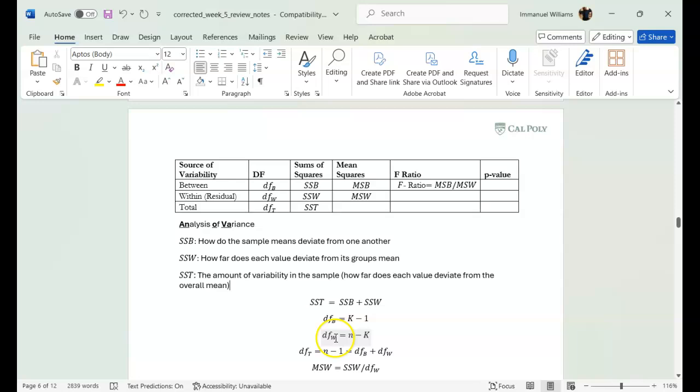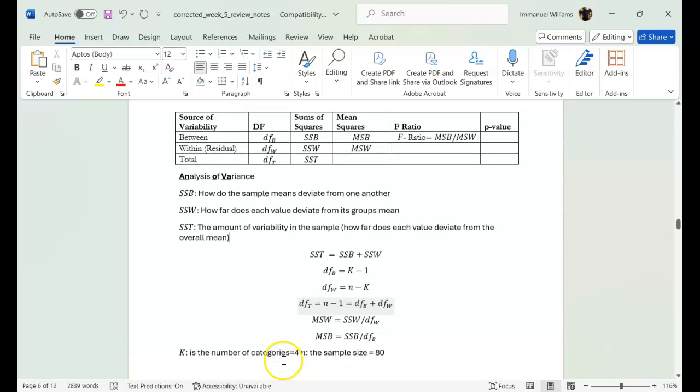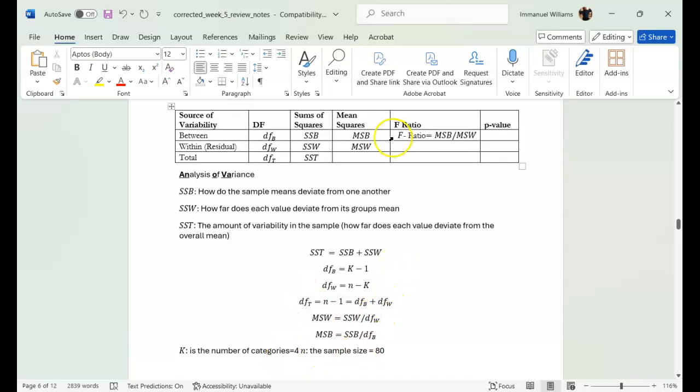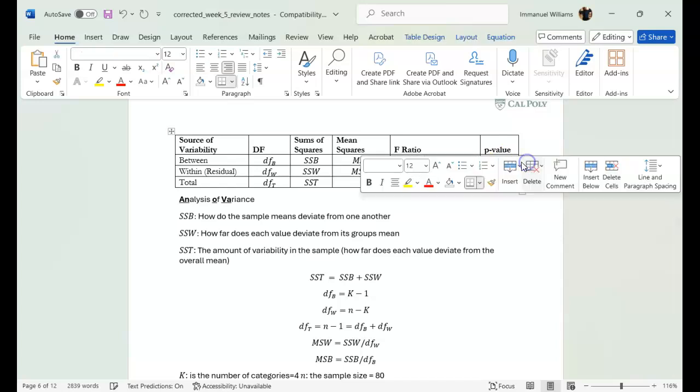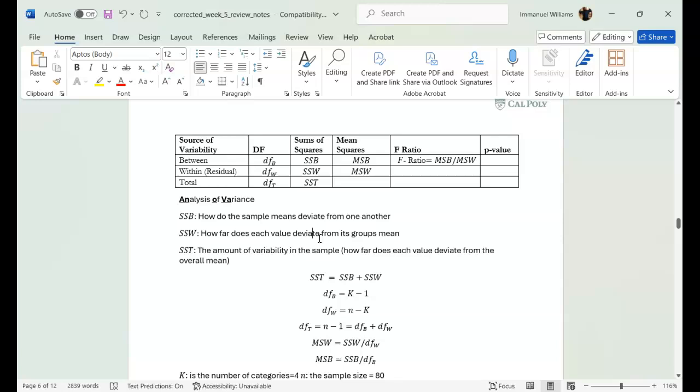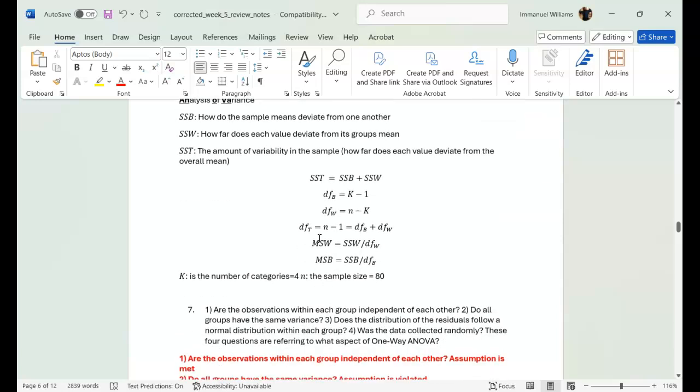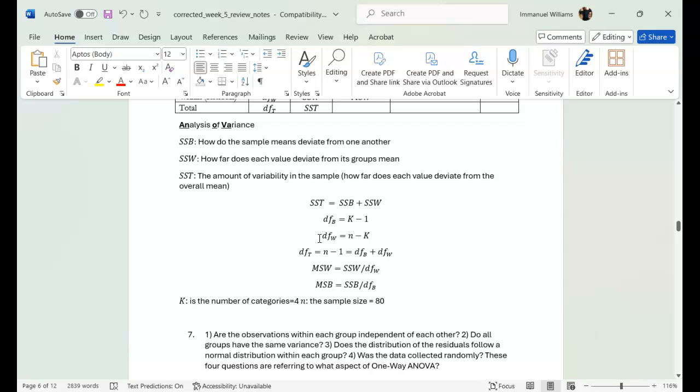Okay, DFB, DFW are as follows. K represents the number of levels, and N represents the sample size, and you work out the math. This is nice quiz material, but because of time, I'm not going to be crazy. I won't assess you on this. This is easy stuff to assess you on, but I won't. I just really want you to know the F statistic and the p-value. Okay, that's that. With that being said, let's move on.